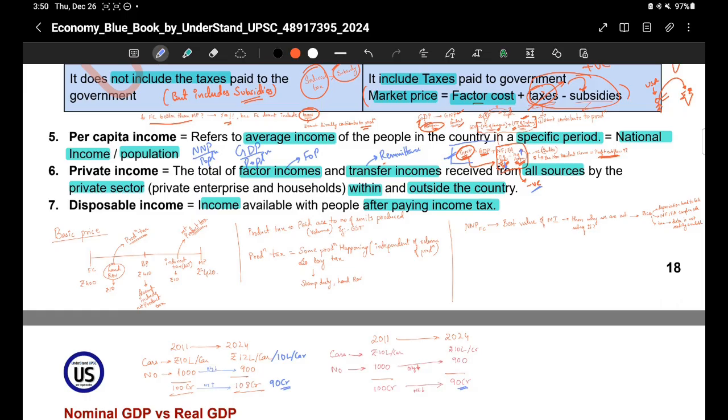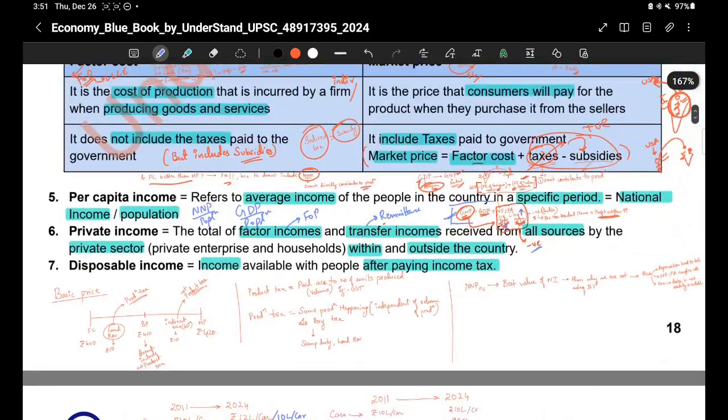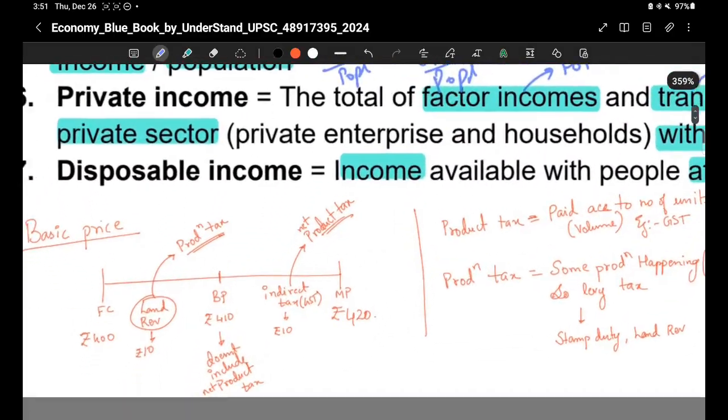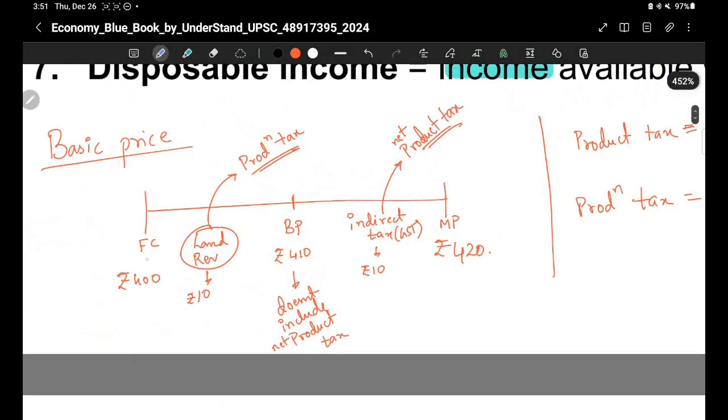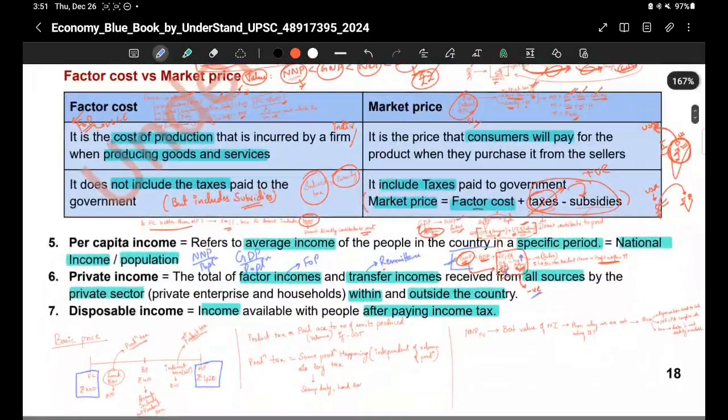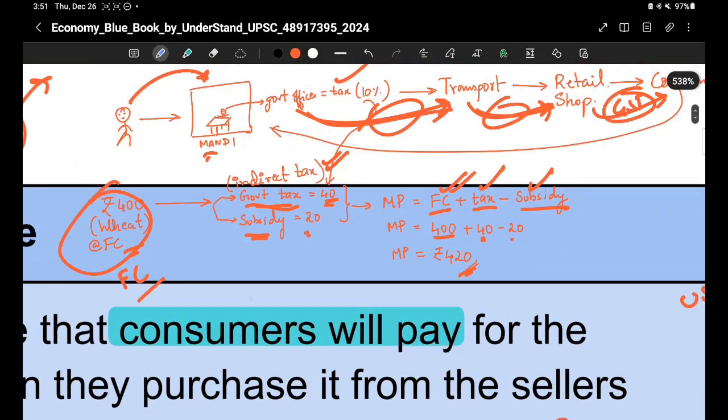Then disposable income. Disposable income is income available with people after paying income tax. Okay, self-explanatory, no need to explain all this. Now, apart from this, market price and factor cost, we have one more kind of price called basic price. What is the basic price? This is also very simple. We saw that the price of wheat at factor cost was 400 rupees, and at market price it was 420 rupees. Right? We saw here, factor cost 400, market price 420.